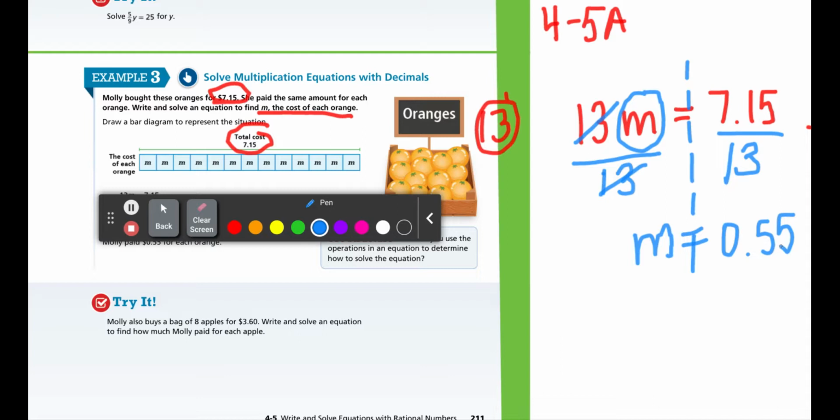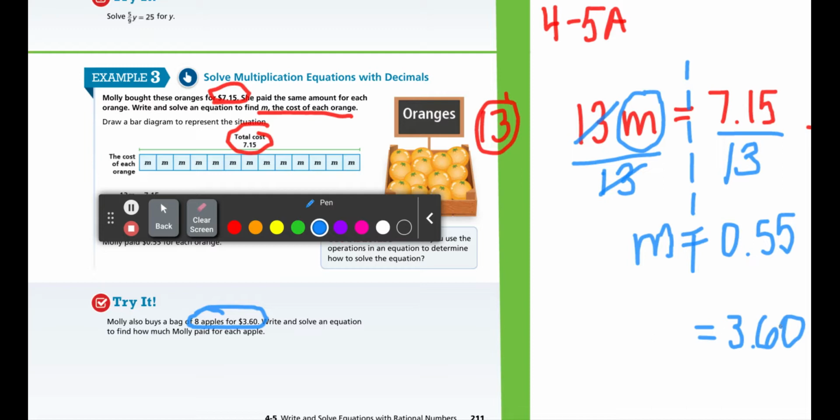Now let's try this try it question down here. It says Molly also buys a bag of 8 apples for $3.60. Write and solve an equation to find out how much Molly paid for each apple. So she's buying 8 apples, and the total cost for those 8 apples is $3.60. So my total is going to be, at the end of my equation, what it equals, $3.60. So she's buying 8 apples.